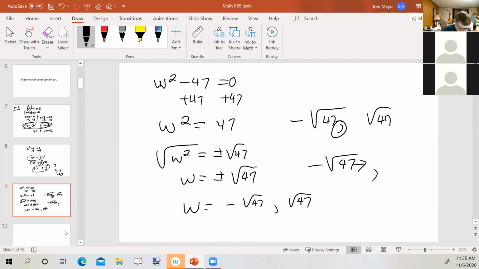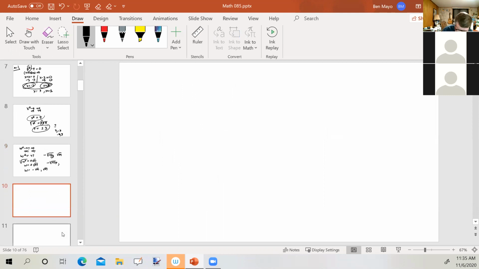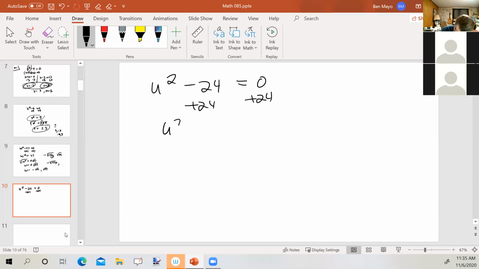Okay, moving on. Let's say we've got u squared minus 24 equals 0. Again, I'm going to isolate the perfect square that has the variable in it and separate that from the constant term.